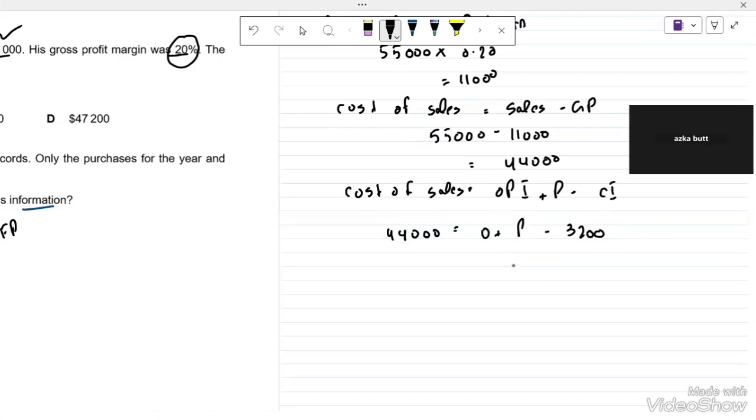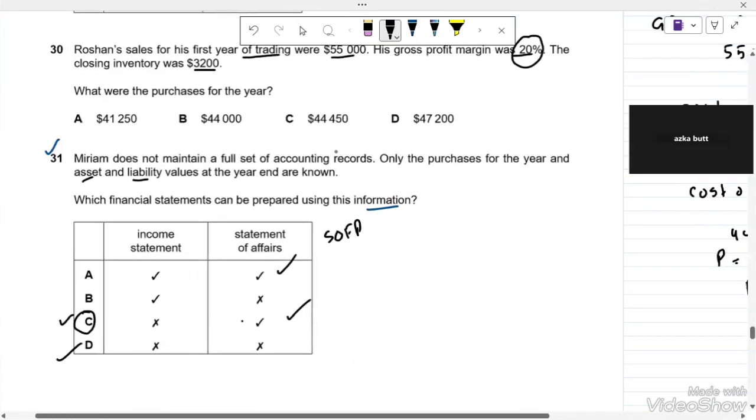Now we are going to rearrange to solve for the purchases. We can make the purchases the subject: 44,000 plus 3,200, and this is equal to 47,200. So these are the purchases. It means that D option is the right option.